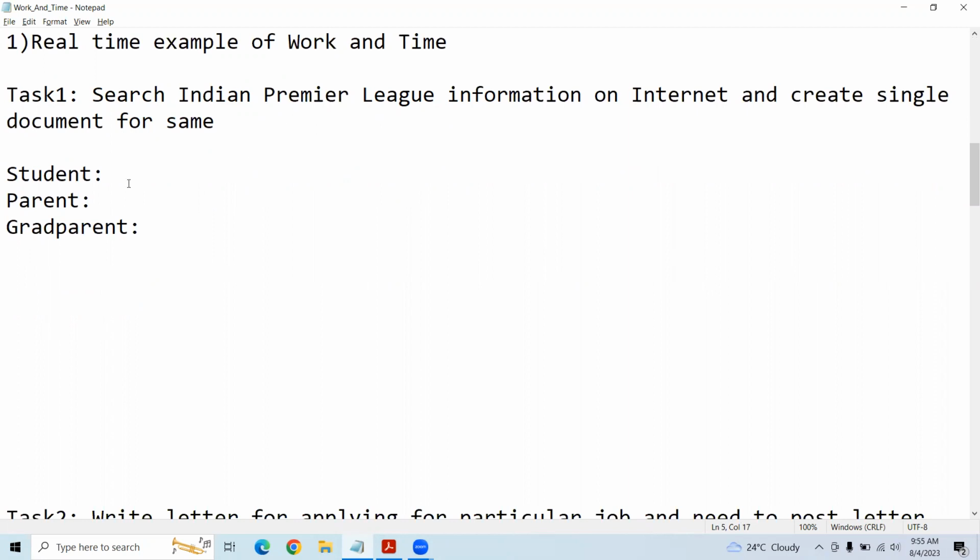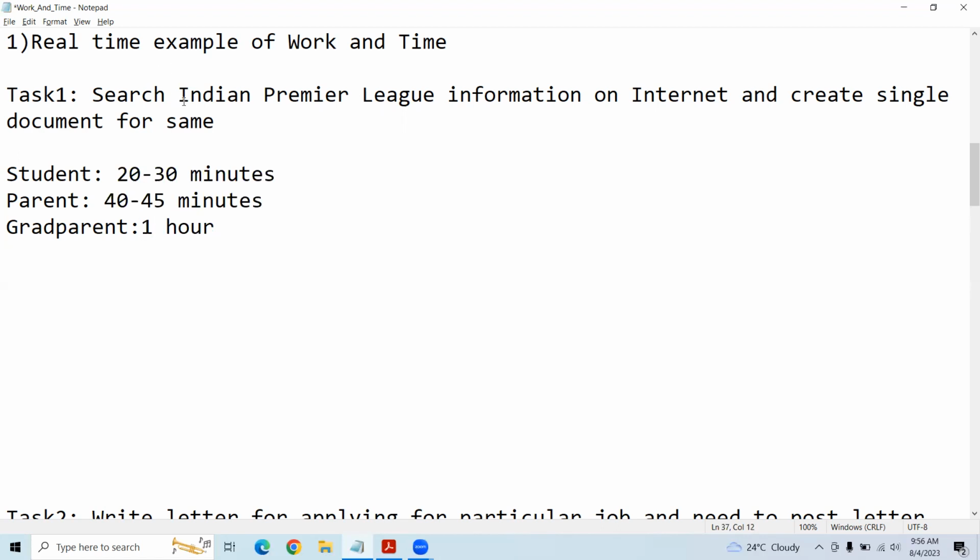Now let's assume if you are a student, you are very good at searching on the internet using a computer. So you might be able to do this task in 20-30 minutes. If you are a parent, you might need some more time, like 40-45 minutes, to do all this work. As compared to a student, you might require more time to search on the internet, get the information, and create a document out of it. And if it's a grandparent, they are not that much used to technology, so definitely they might take an hour or something to do certain work.